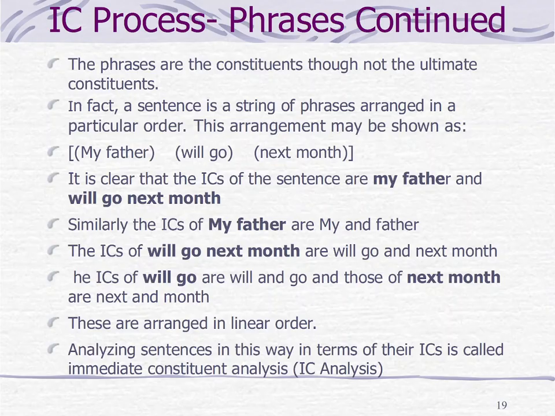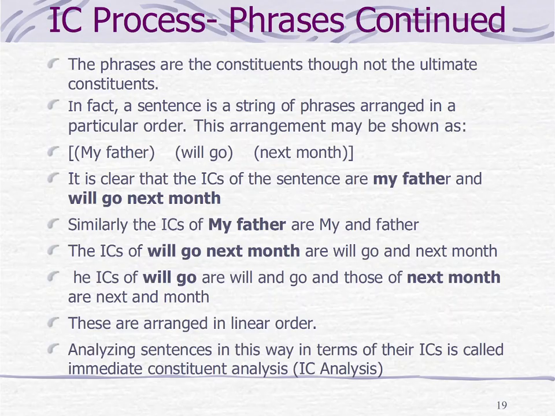Now the immediate constituents of a sentence would be my father and will go next month. That is, my father is the subject, and will go next month will be the predicate. Then the subject phrase, that is noun phrase, can be divided into its immediate constituents, and we can say my father can be split into my and father. And immediate constituents of the predicate part will be will go and next month.